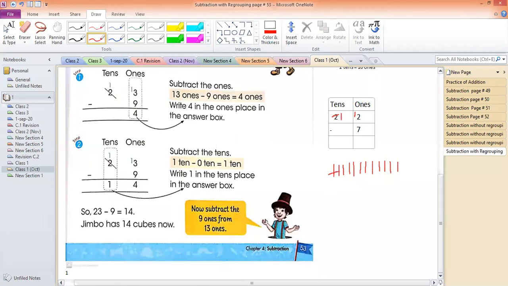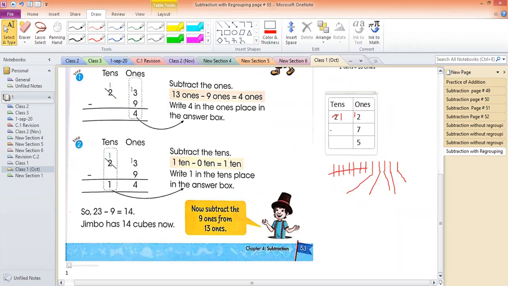1, 2, 3, 4, 5, 6, and 7. Now you cut 7 lines. How many lines are left? 12 minus 7 equals what? 1, 2, 3, 4, and 5. 12 minus 7 equals 5. So you will write 5 in the ones box.